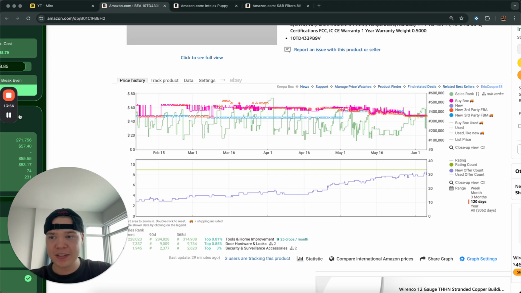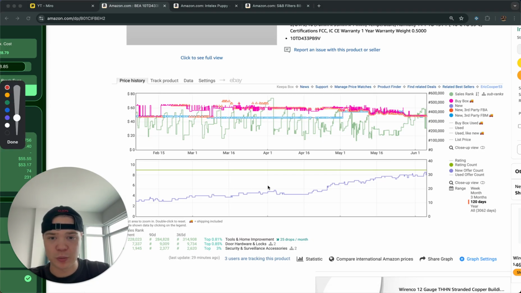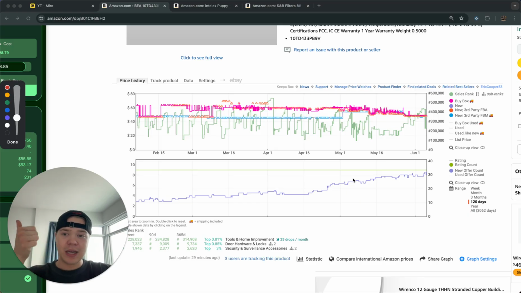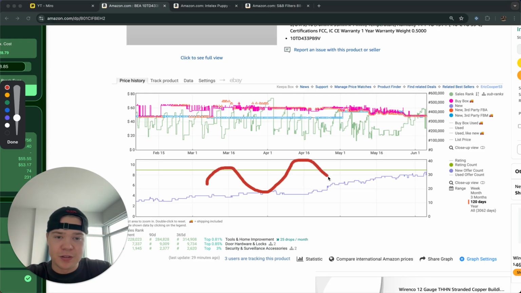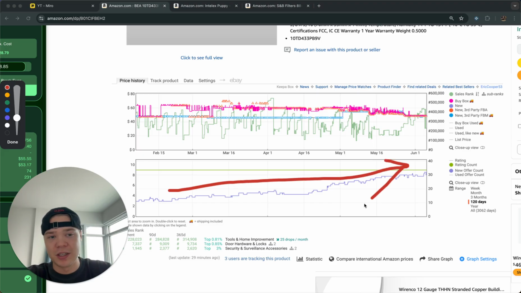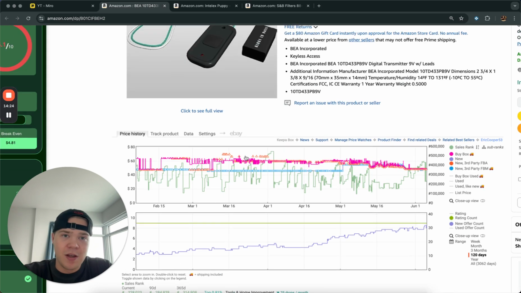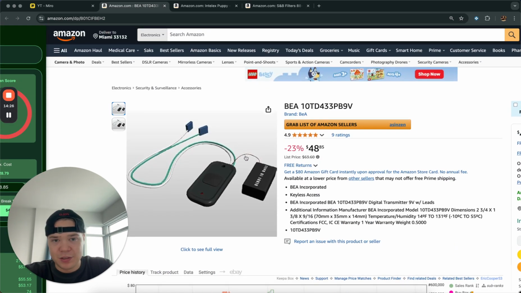Anytime you see a pattern like this where the offer count's pretty much just only going upwards, the demand is low and the price is going to drop because it's just slowly increasing. It's not like it's up and down. Remember the pattern we were showing earlier? It's not like that. It's just going straight up slowly. That means there's just people getting more on the listing than there is sales. And so that's just not ideal. I would skip this product myself.